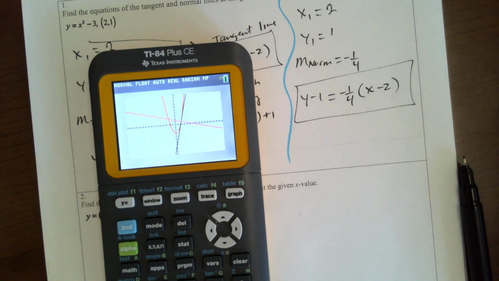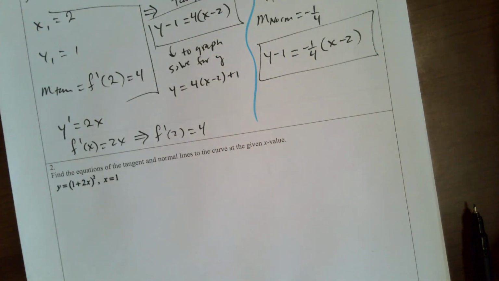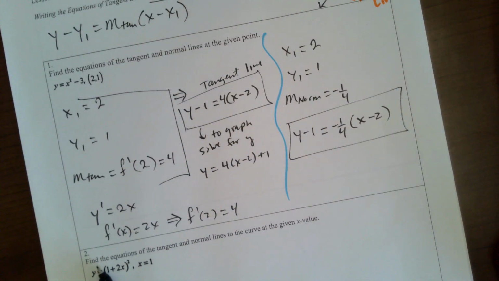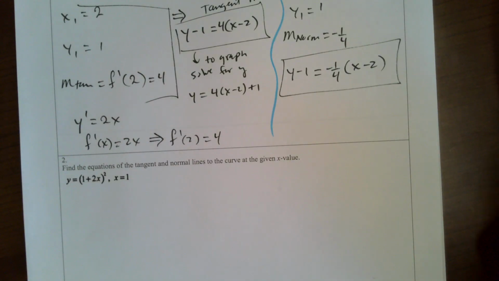Okay, there it is. There's the normal line. And yes, that looks like it's forming a 90-degree angle with the tangent. All right. Okay, two more examples. Find the equations of the tangent and normal lines to the curve at the given x value.